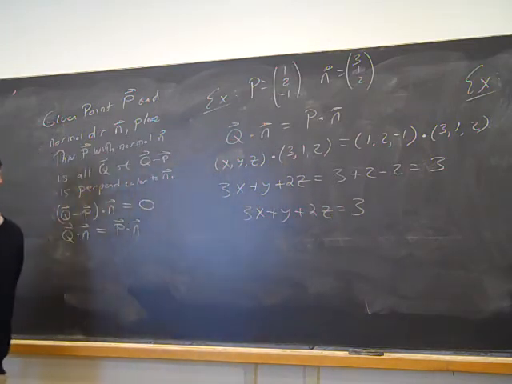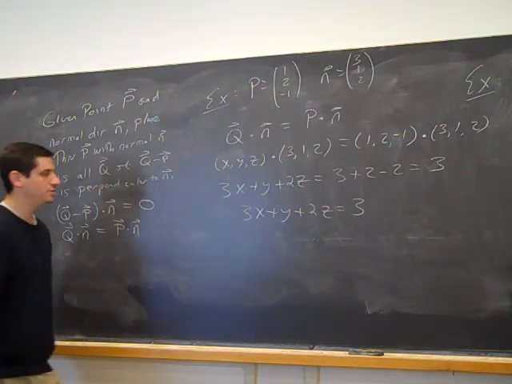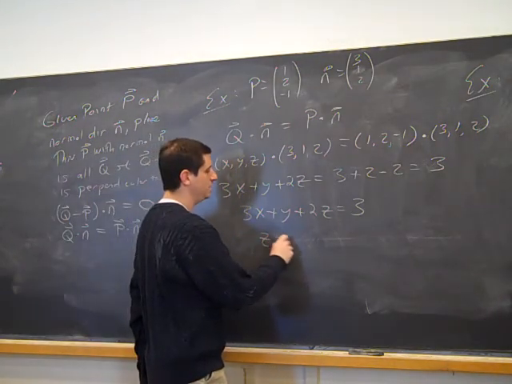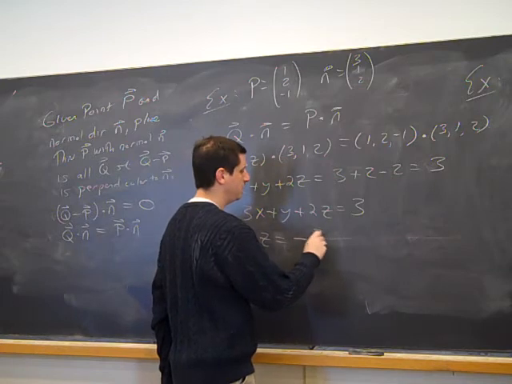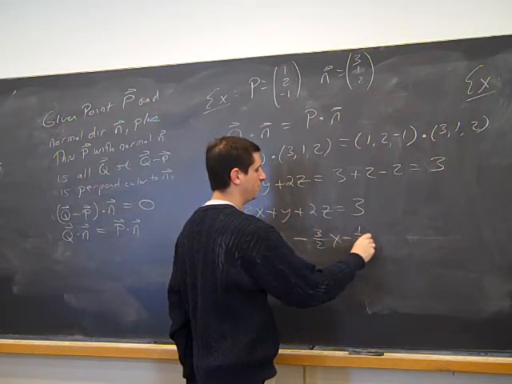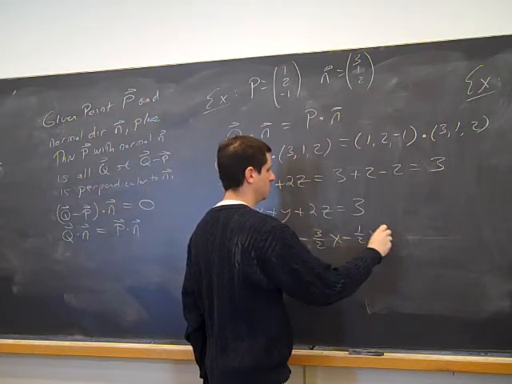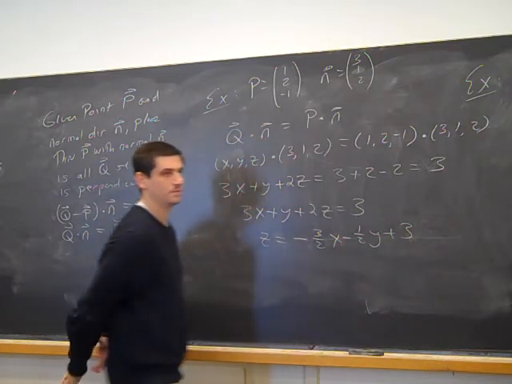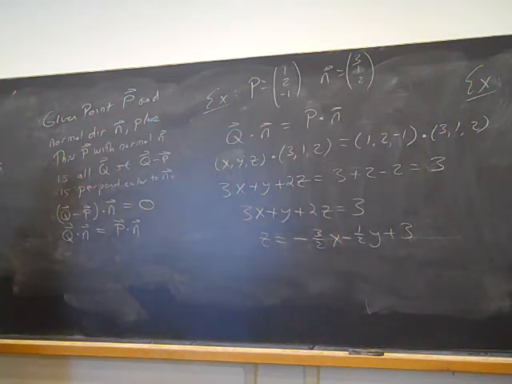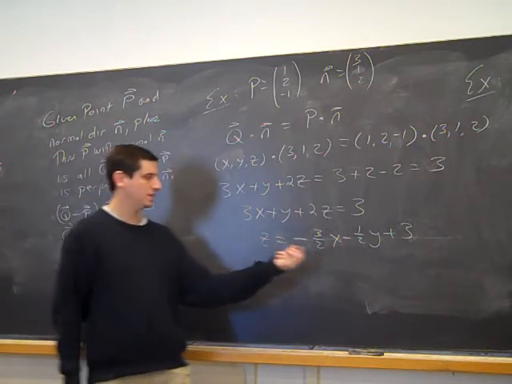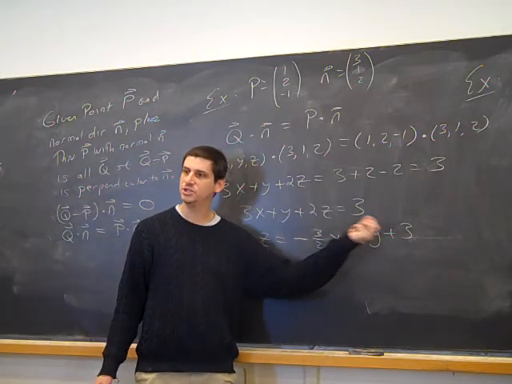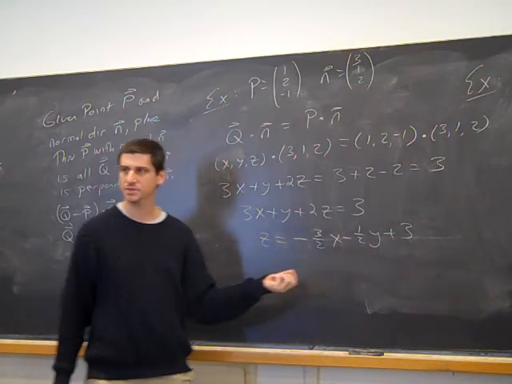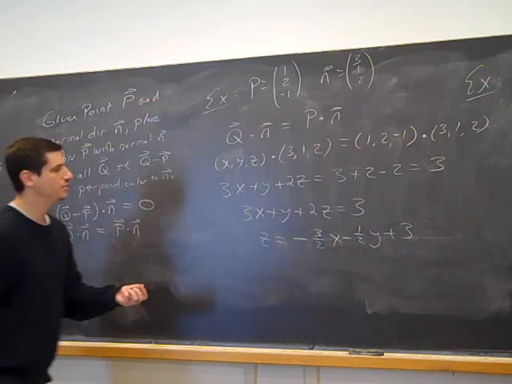People often like to write in terms of z. And so if you want to write in terms of z, this is the same as z is negative 3 halves x minus 1 half y plus 3. If you look at it like this, now it's clear. You give me two numbers, two inputs, x and y. Did I make an algebra mistake? Is it 3 over 2? 3 over 2, yes, thank you.